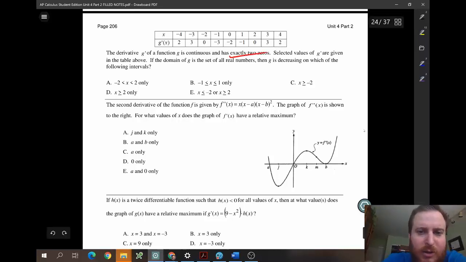So them telling us that it has exactly 2 zeros is very important, because if they didn't tell us that, we actually couldn't do this question, because we don't know any of the values of the decimals. Like, there could be another 0 somewhere in there, and so it could have gone up to positive and back down to negative somewhere we didn't know about.